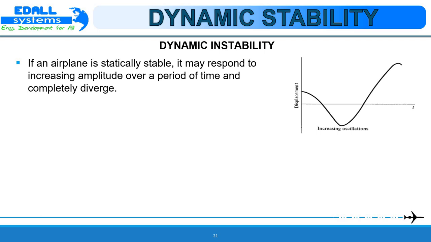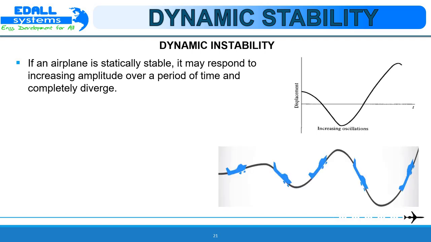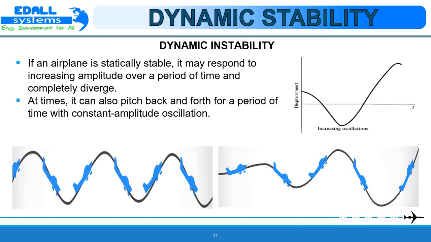Aircraft with negative dynamic stability have oscillations that get worse over time. The diagram here pretty much sums it up. Over time, the pitch oscillations get more and more amplified. At times, it can also pitch back and forth for a period of time with constant amplitude of oscillation. It is called neutral dynamic stability. Aircraft with neutral dynamic stability have oscillations that never dampen out. As you can see in the diagram below, the aircraft will pitch nose low, then nose high again, and the oscillation will continue forever. I hope you have understood the types of stability. Let us move on to longitudinal static stability in our next session. Thank you.